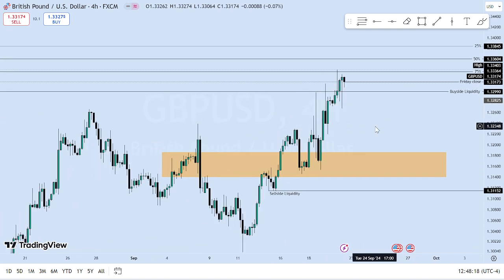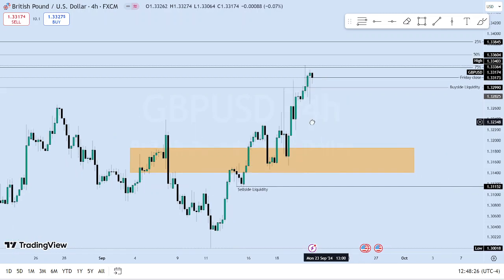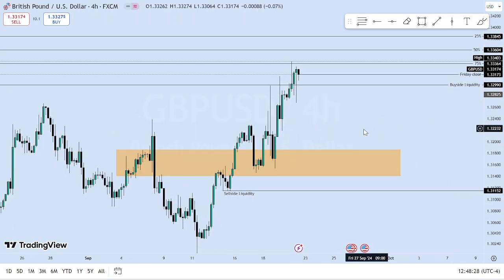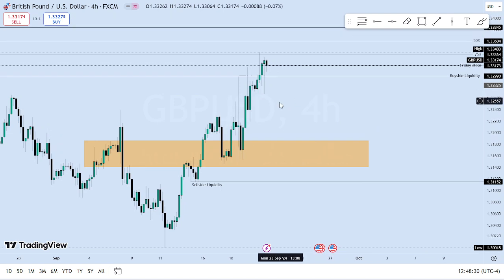British pound, I think, is going long towards the end of the year. So we'll be expecting bullish on British pound. But we'd like to see this sell side taken in the coming week. Yeah, 4 hour time frame.